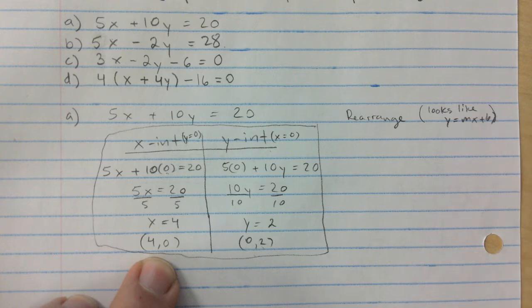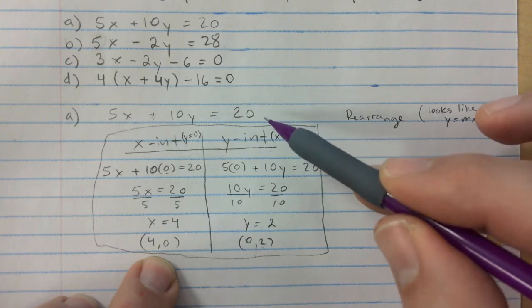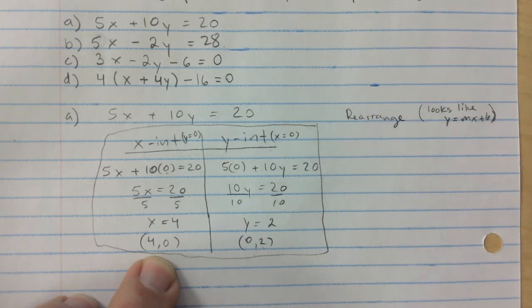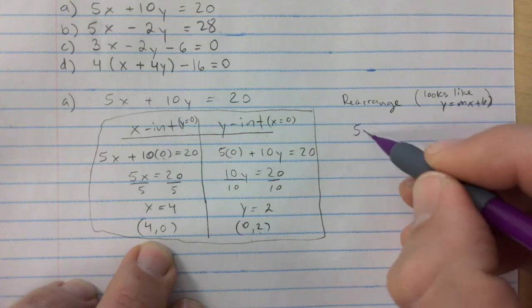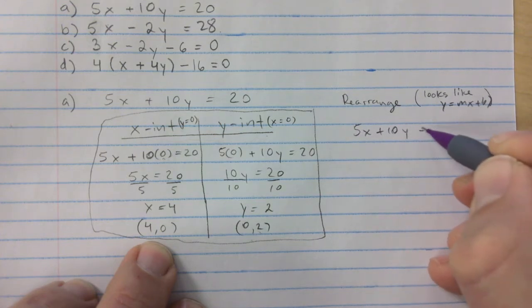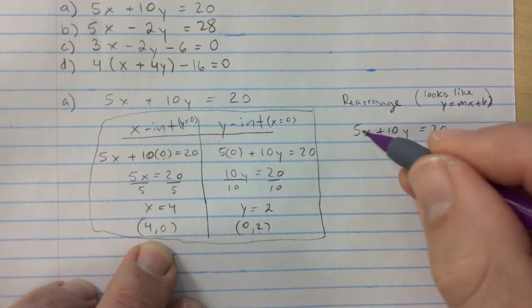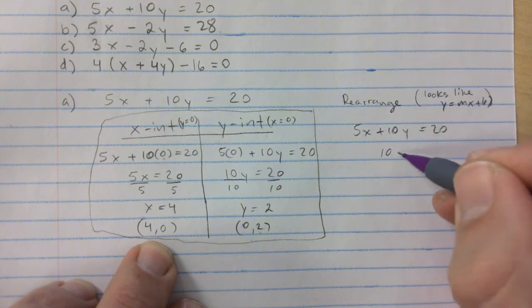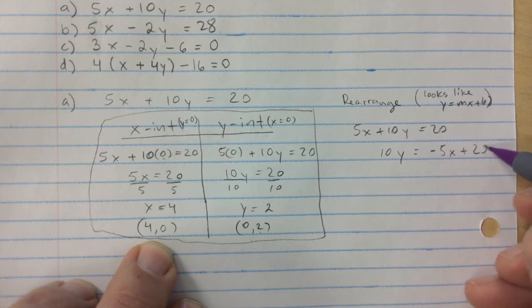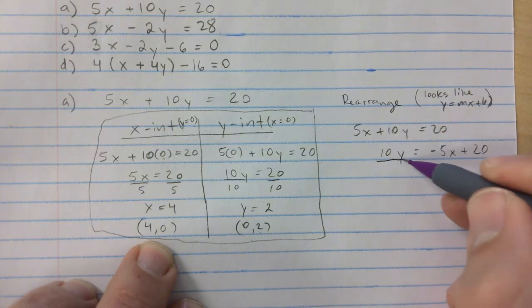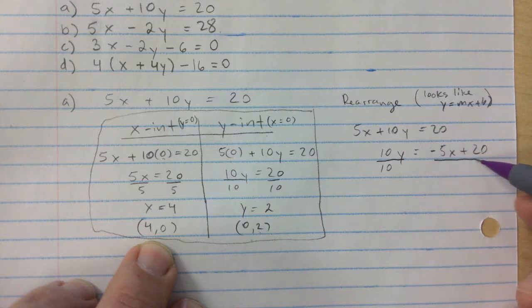That's what I mean by that. And why are we doing that? Because we're going to use our calculator at some point. We're going to have to enter this equation into our y1 or y2 or whatever the case may be. So we take 5x plus 10y is equal to 20. You bring the 5x over, that's 10y is equal to negative 5x plus 20. Divide both sides by 10.